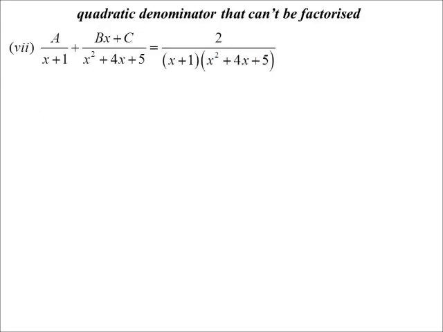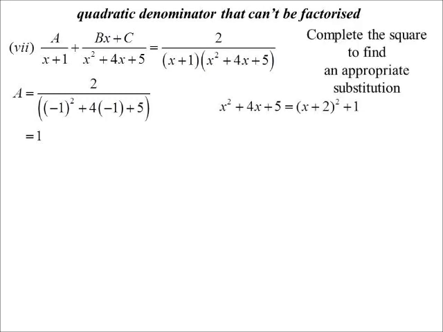What about if you have a quadratic denominator that can't be factorised? So say we had something like this. Well, a is going to be easy enough to work out, so let's do that. x squared plus 4x plus 5. What would make that equal to 0? Oh, it doesn't factorise. Complete the square and find an appropriate substitution. We're going to use that.